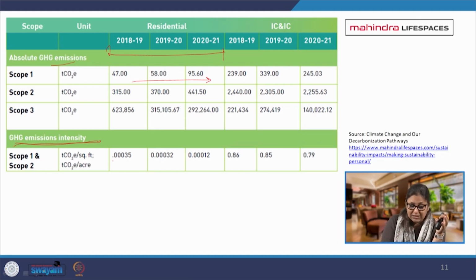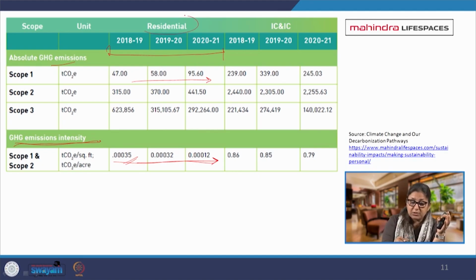So, we see that the intensity of emissions is going down if we are talking about per square feet or per acre of the developed area, developed building. So, we see that they have been able to reduce it by almost 1/3 within span of 3 years, that these are the reported values.